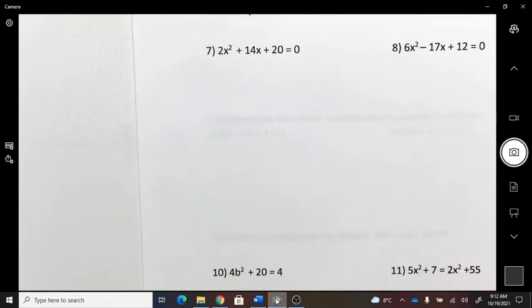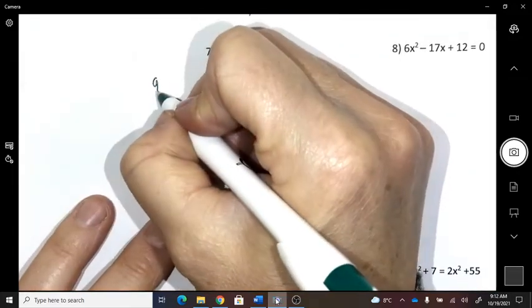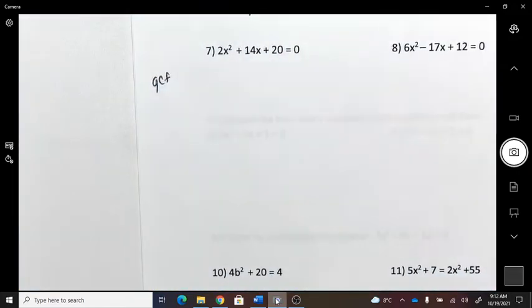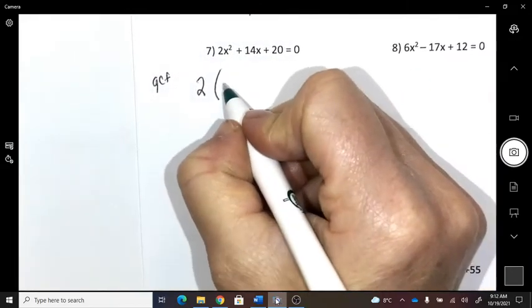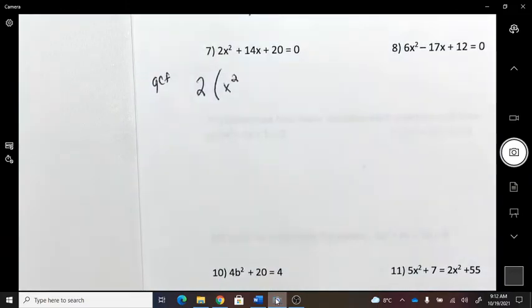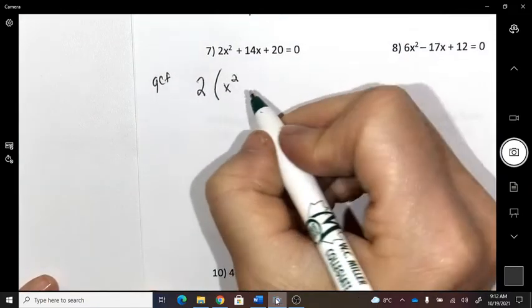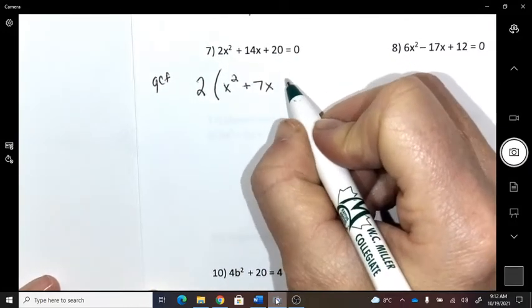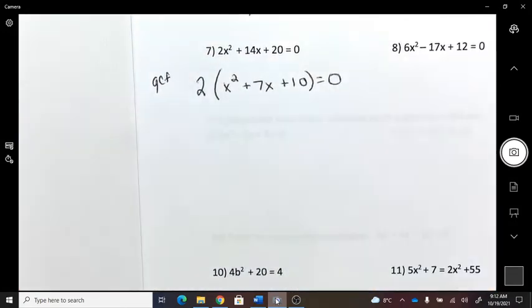Number 7. What would be your first instinct or step you want to try here? GCF. There is something I can divide out of all of them. Do you see anything that you want to divide each one by? Just the number 2. So this is going to go x squared. So the next one, instead of 14, 7x, and instead of 20, that's 10.